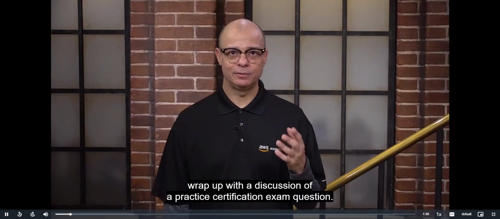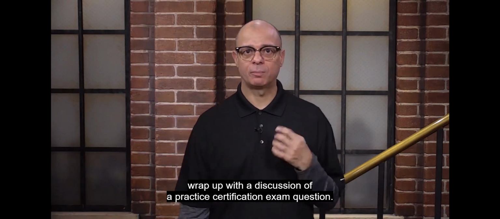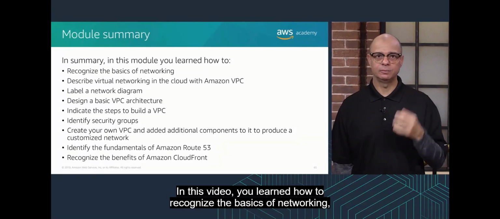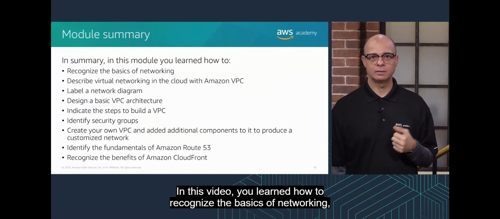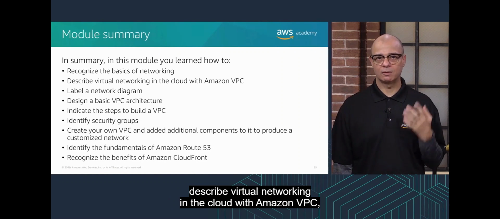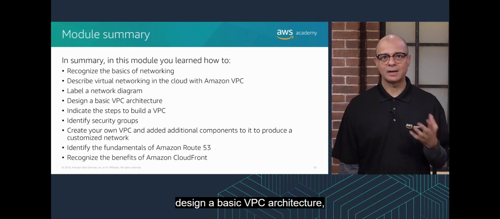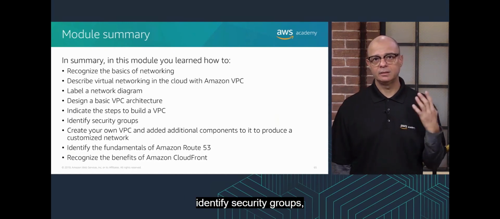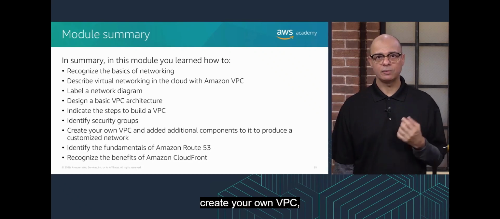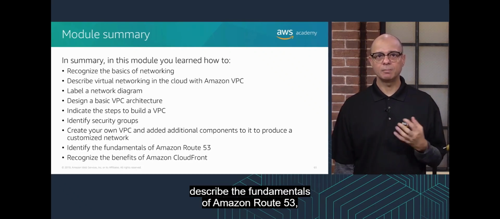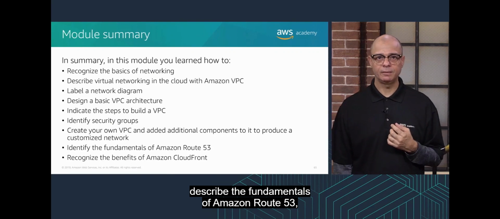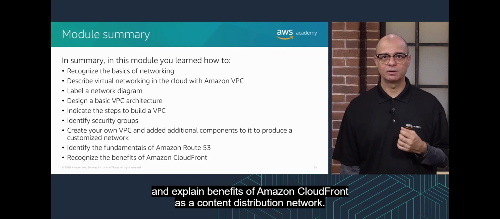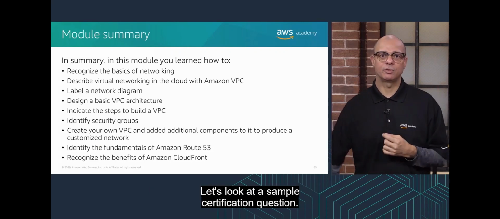It's now time to review the module and wrap up with a discussion of a practice certification exam question. In this video, you learn how to recognize the basics of networking, describe virtual networking in the cloud with Amazon VPC, design a basic VPC architecture, list the steps to build a VPC, identify security groups, create your own VPC, describe the fundamentals of Amazon Route 53, and explain the benefits of Amazon CloudFront as a content distribution network. Great work! Let's look at a sample certification question.